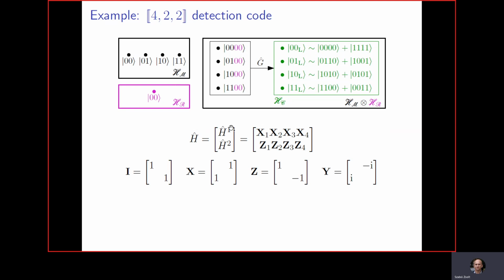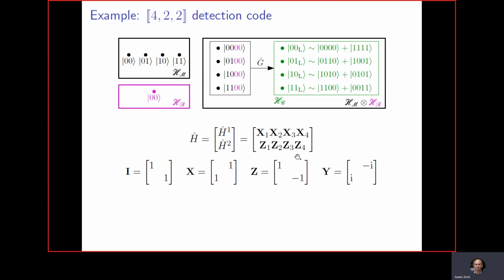Now this means the following. The parity operator H has two components, H1 and H2. The first one is the fourfold Kronecker product of the Pauli matrix X, and the second one is the fourfold Kronecker product of the Pauli matrix Z.